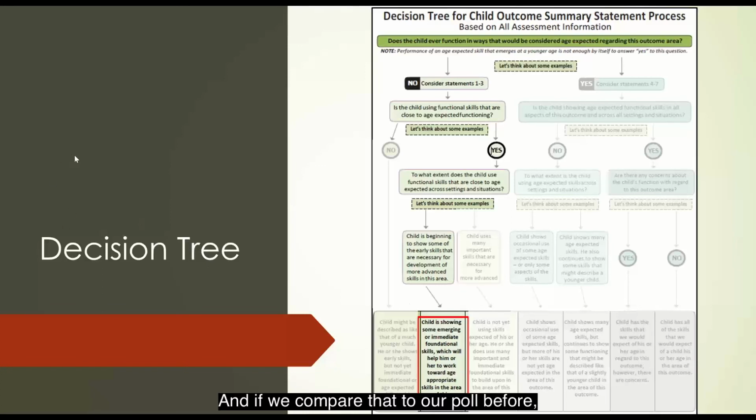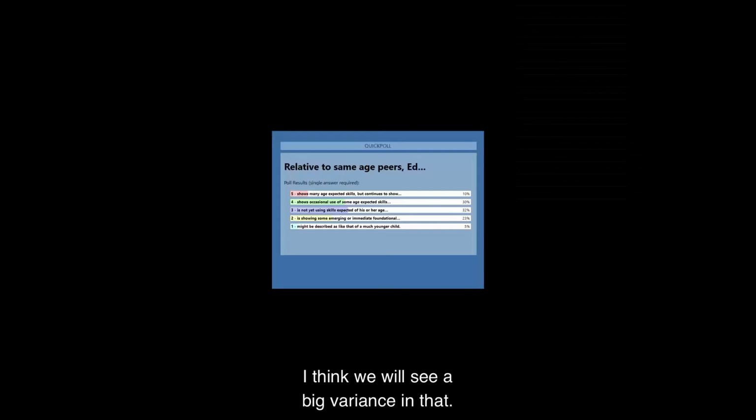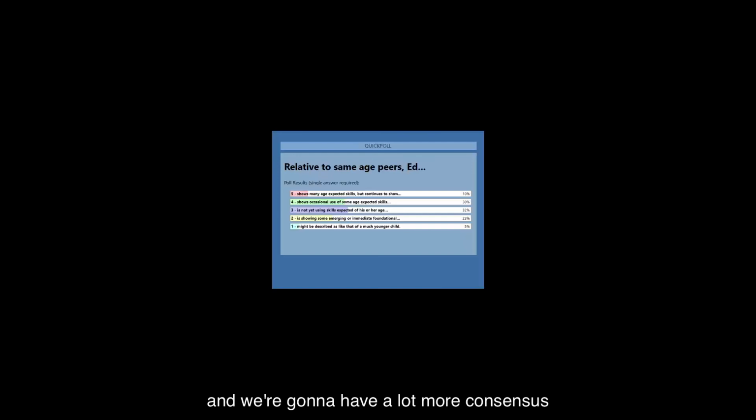And if we compare that to our poll before, I think we will see a big variance in that. Yeah, if we notice here in our poll before, we had 30% of people thinking he was showing occasional use, 32% of people thinking he's not yet using skills expected, and 23% of people saying he's showing some emerging or immediate foundational skills. If we follow that decision tree, we get to mitigate a lot of that variance here, and we're going to have a lot more consensus and inter-rater reliability.